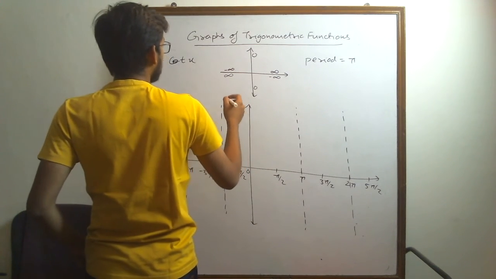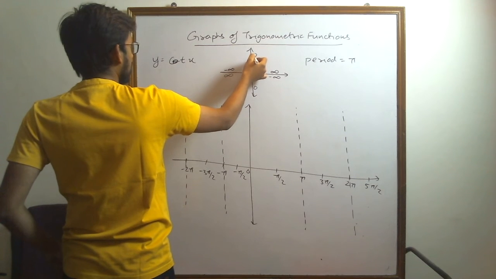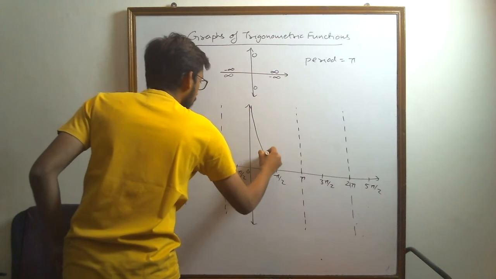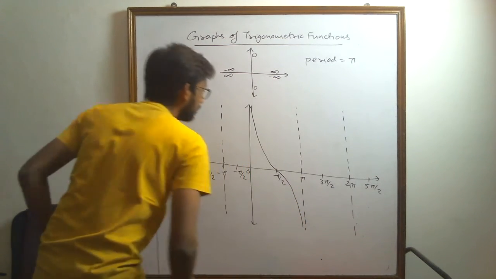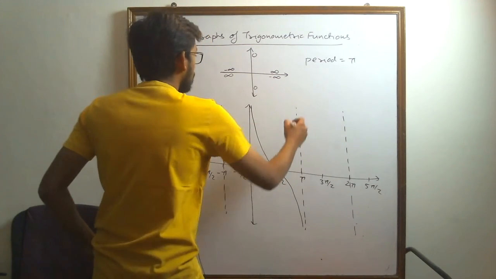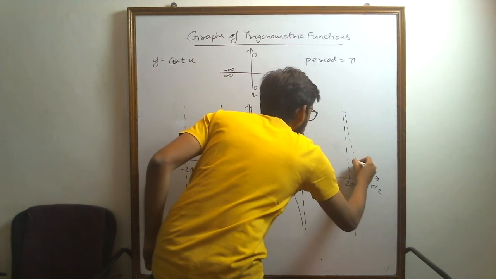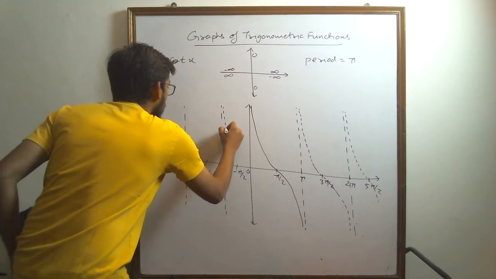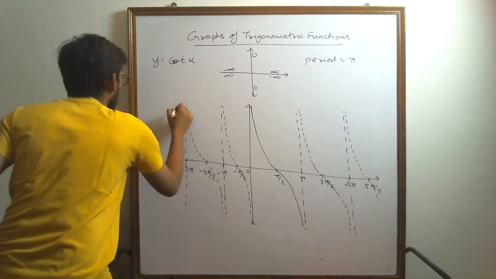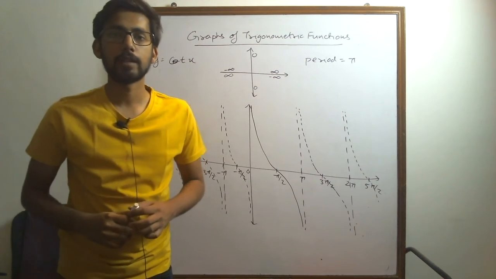Now, the value of cot x goes from infinity at 0 to 0 at pi by 2, and then from 0 to minus infinity at pi. So the value goes from infinity to 0 at pi by 2, and then minus infinity at pi, like this. And since the period of the graph of the function is pi, we can just repeat this to get the complete graph of y is equal to cot x. This is the graph of y is equal to cot x.